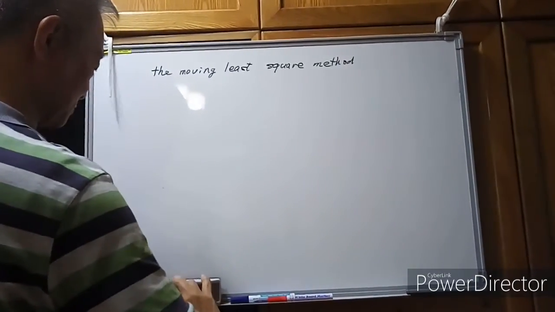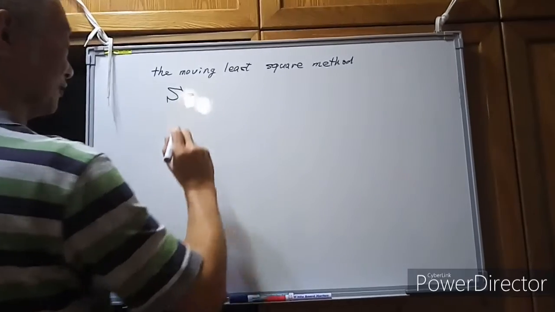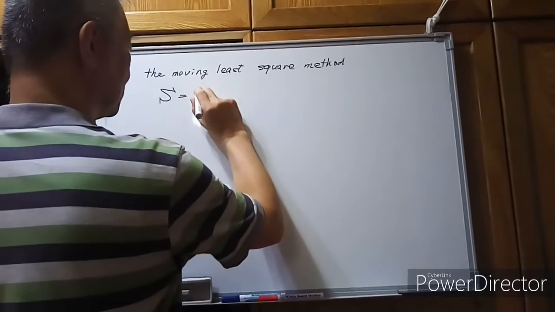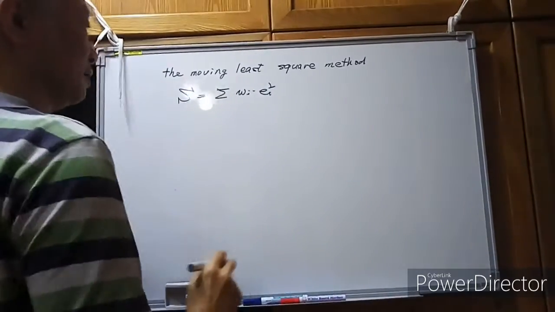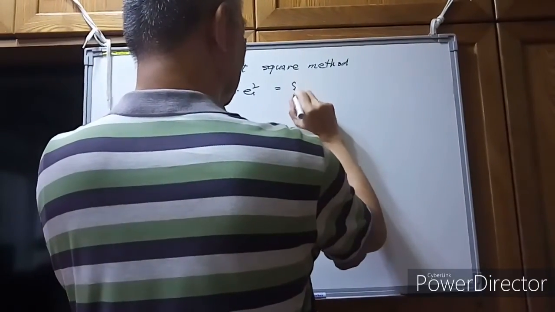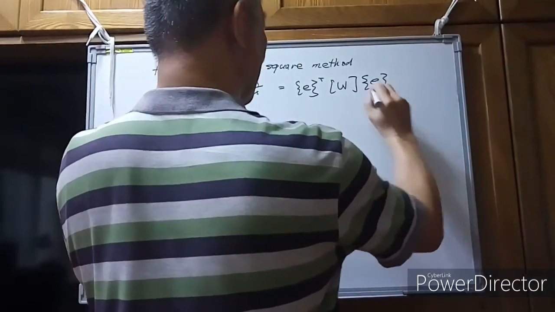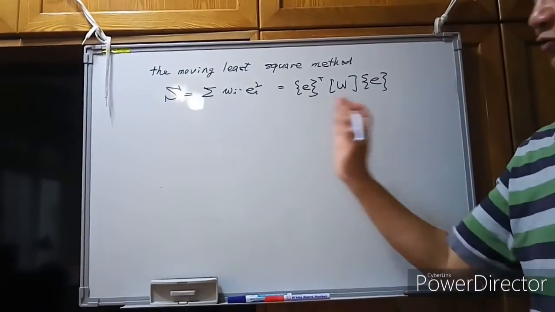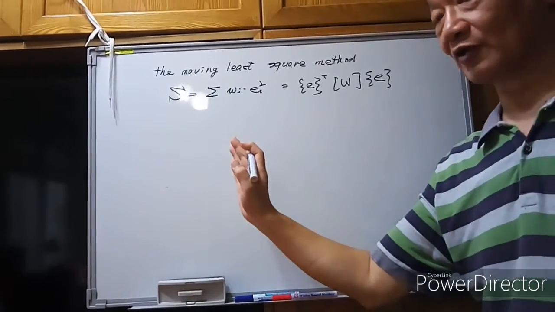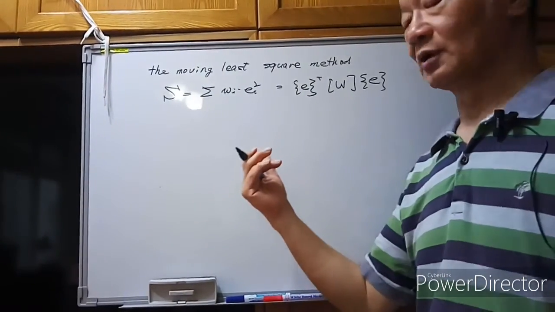Okay, then what is the moving least square method? Again, we will have a different definition for the capital S. Right now, it is the summation of wi times ei squared. And sometimes we can use E transpose W E. Okay. And the E vector is defined by the difference between the input function value fi and the results obtained from the approximate functions.